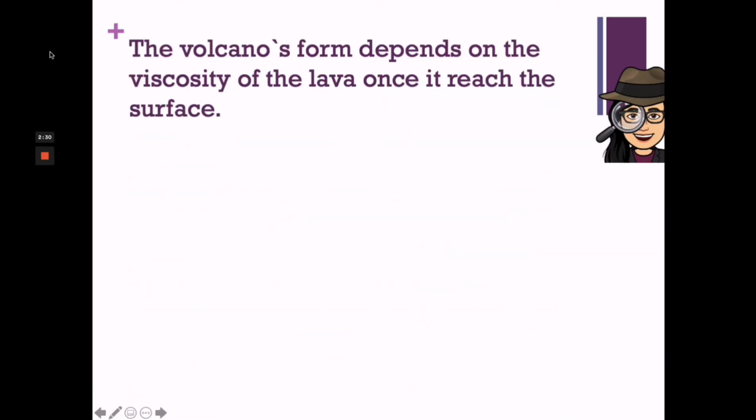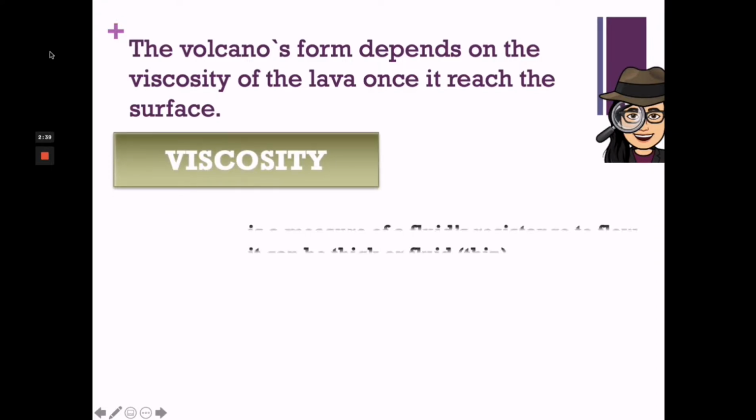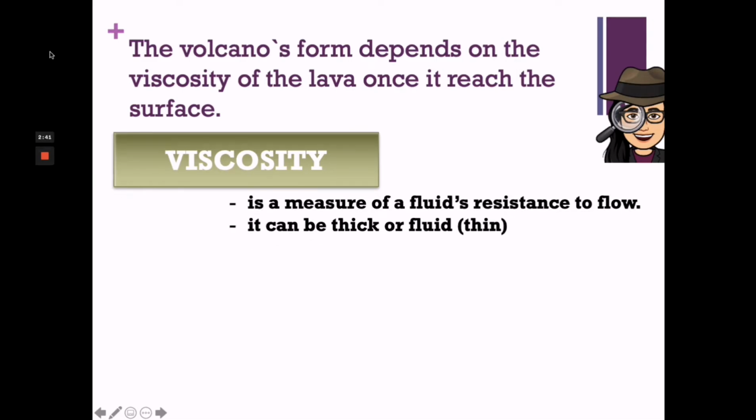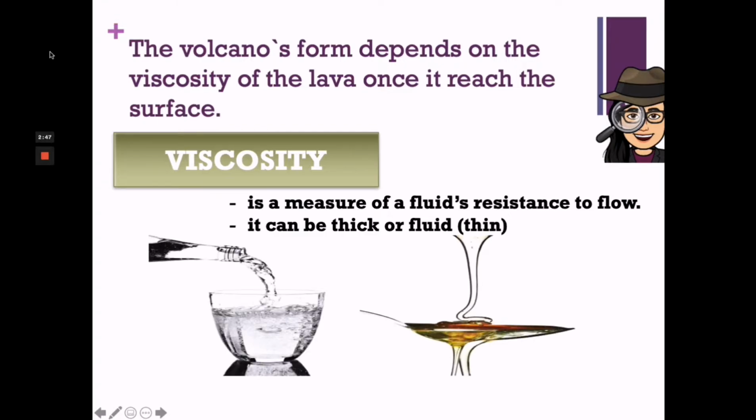Take note that the volcano's form depends on the viscosity of the lava once it reaches the surface. What is viscosity? Viscosity is a measure of a fluid's resistance to flow. It can be thick or fluid. Let's look at this example. Water versus honey. Which do you think has a low viscosity and a high viscosity? You're right. Water has low viscosity because it flows faster than honey. On the other hand, honey has a high viscosity.